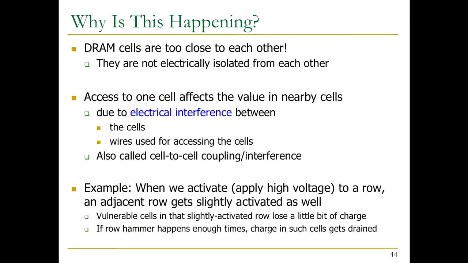So some cells are more vulnerable to Rowhammer effects like this. Some cells are not vulnerable. They're very strong. They won't leak charge. Maybe you can read it even if you turn off your DRAM, 200 seconds after that, maybe one day after that. Some cells are that strong, but there are many cells that are not as strong also.